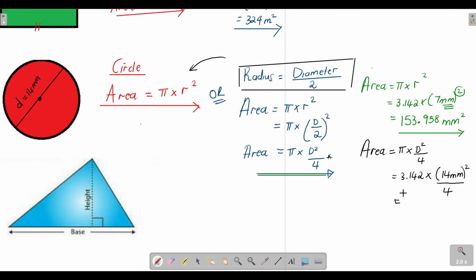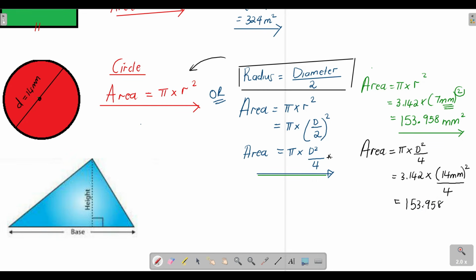We're going to just take that 3.142 multiplied by, okay, press that fraction button on your calculator. Open your bracket, 14, close your bracket, to the power of 2 all over 4. You will still get the same answer of 153.958.